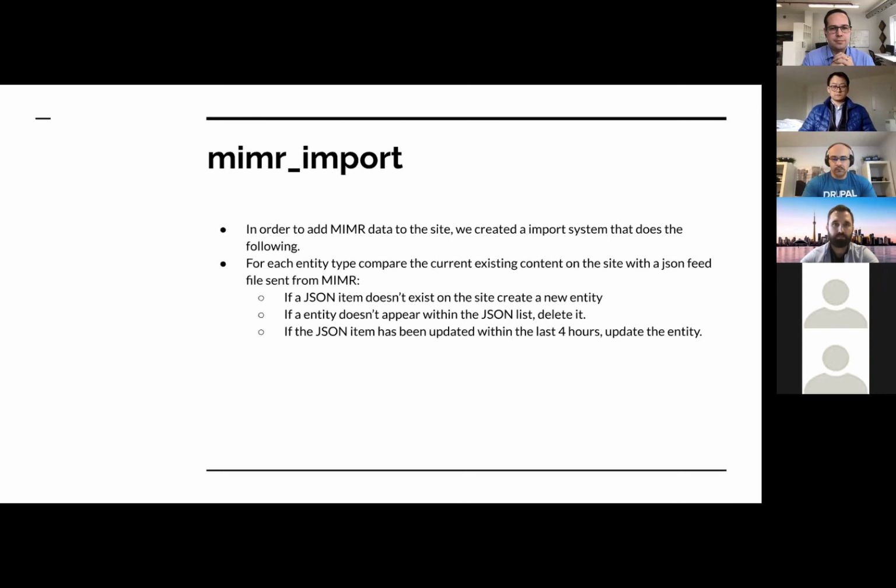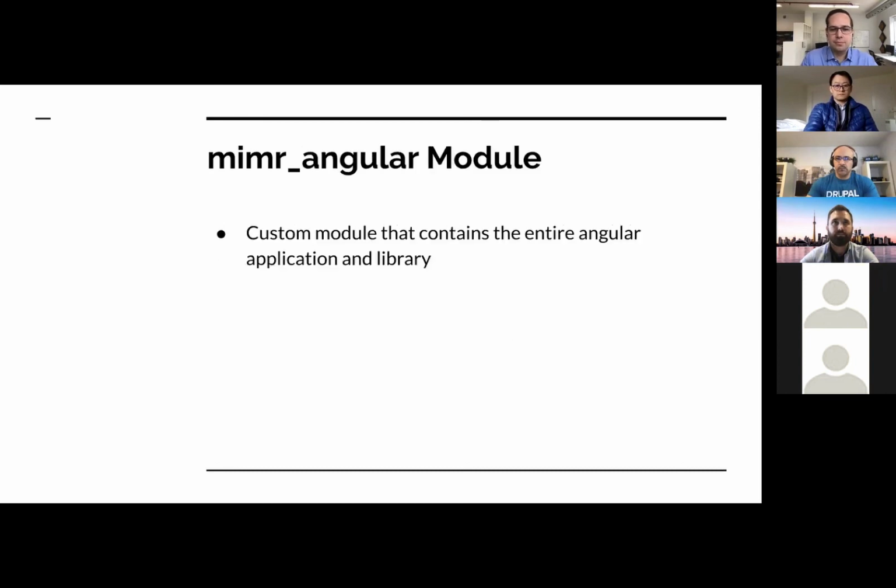And the more important one is if a JSON item has been updated within the last 4 hours, it will update that entity in case of new relational data coming in. So going from there, now that we've imported all of the content, we then need to actually display it. The entire import process could be its own conversation. It's quite in-depth, but for now, we're here to talk about the Angular portion.